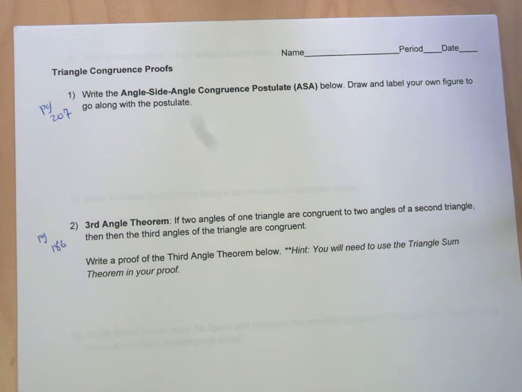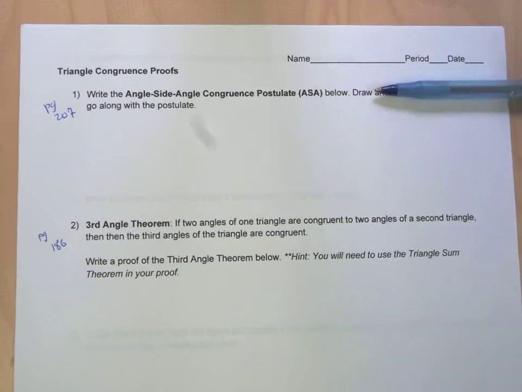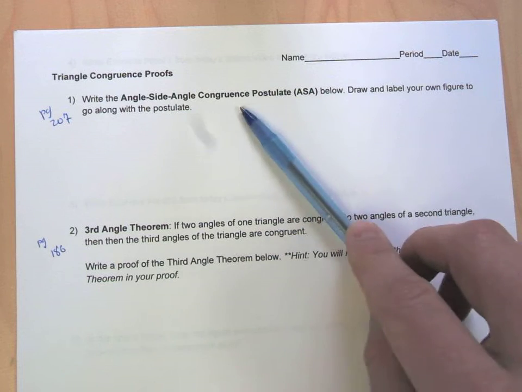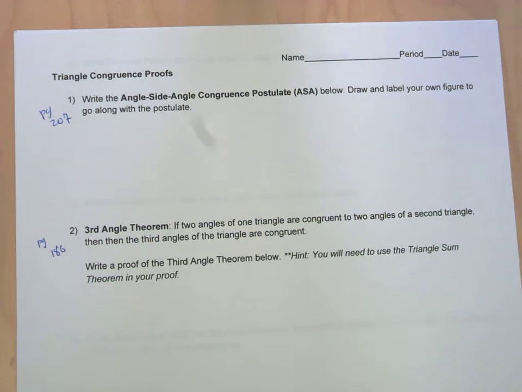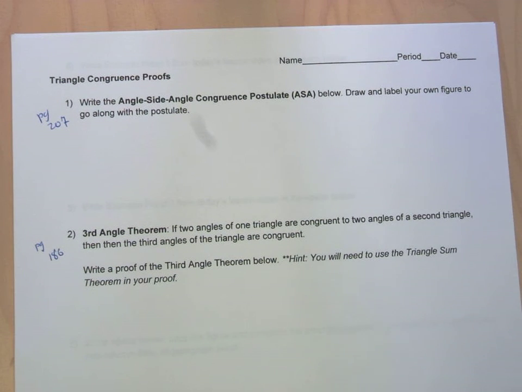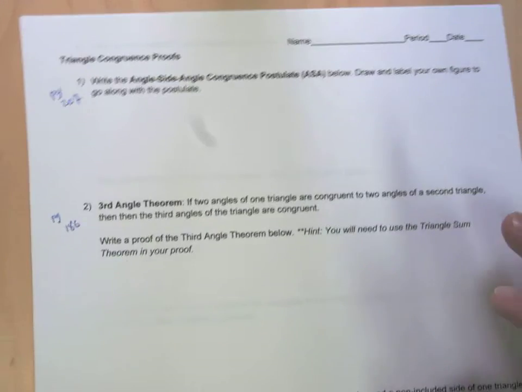So the first piece of information here is the angle side angle congruence postulate. You can find this on page 207 in your textbook, and you're just going to write it down. I talked about it in the first lesson video for this lesson, so you can go through that video if you need it, but it's in the book for you.